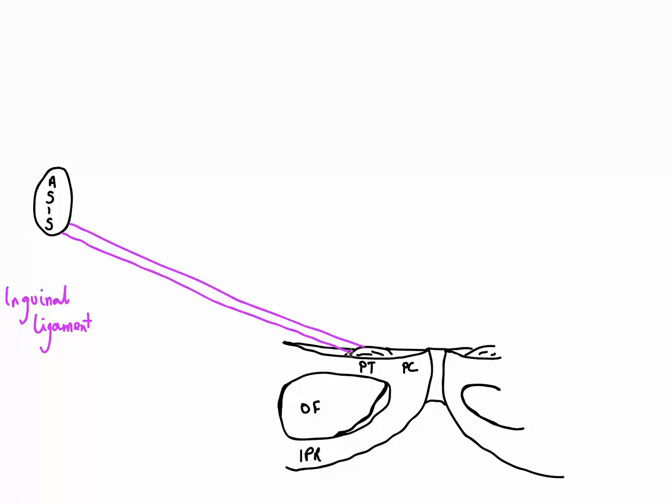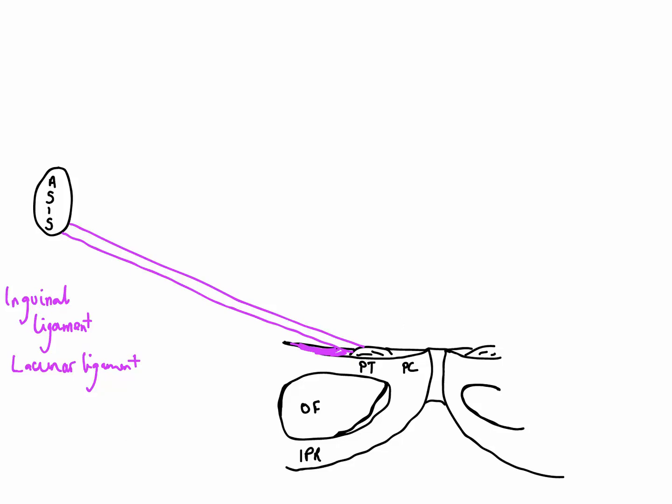At the pubic tubercle, some fibres of the inguinal ligament reflect laterally and form the lacunar ligament. Some more of these fibres extend further laterally onto the pectineal line of the pubic bone. So here we have the lacunar ligament, this lateral reflection of the inguinal ligament. Some fibres of the inguinal ligament also reflect superiorly and medially to blend with the muscles of the anterolateral abdominal wall, but I won't draw those in.